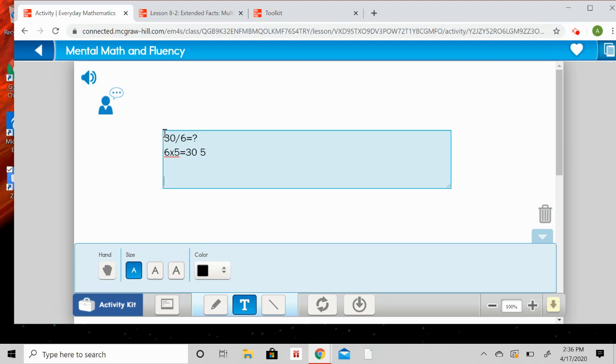Our next problem, same thing, related multiplication fact. 40 divided by 10 equals what? Our related multiplication fact is 10 times 4 equals 40, and our answer is 4. Next problem, 27 divided by 9 equals what? Please write down the related multiplication fact. Our related multiplication fact is 9 times 3 equals 27, and our answer is 3.